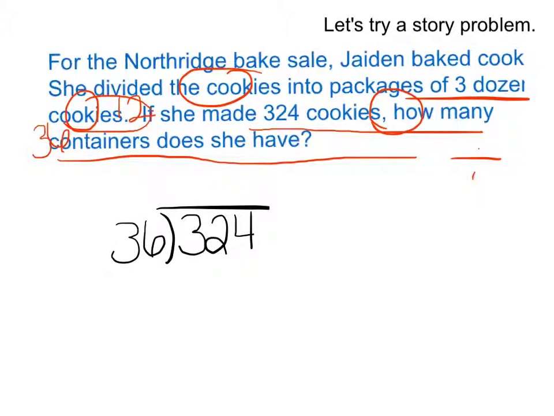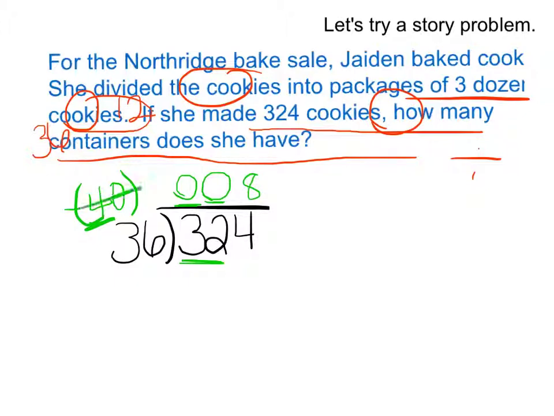First thing I have to do is find that starting place. I know that 36 cannot go into 3, so I have to put a 0 there. 36 cannot go into 32. 36 is bigger than that, so I have to put a 0 there. Now I'm going to try 36 into 324. I don't know how many that's going to go, so I'm going to round 36 to 40, and I'm going to look at the 4 and the 32. The first number that I'm going to try is 8.